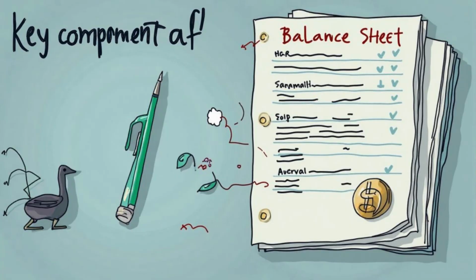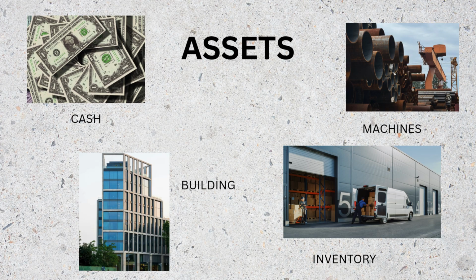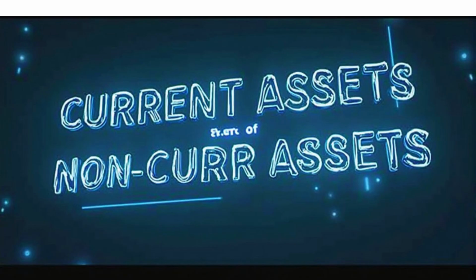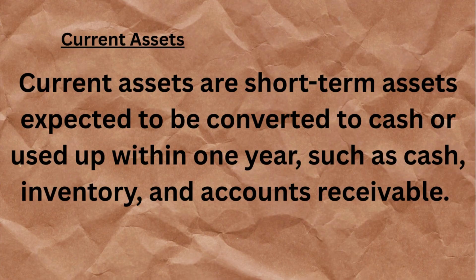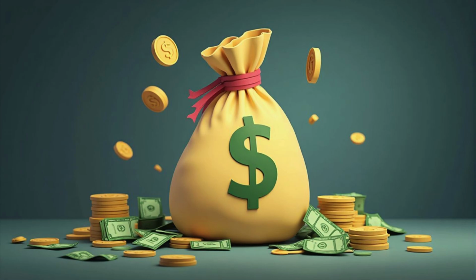Let's get to know key components of balance sheets. Assets are everything a company owns or controls that has value. Assets are divided into current and non-current assets. Current assets are expected to be sold or used within a year, like cash, accounts receivable, and inventory. Non-current assets, on the other hand, are long-term investments like land, buildings, machinery, and long-term investments. Understanding the distinction between these types of assets helps you assess how quickly a company can convert its holdings into cash if needed.